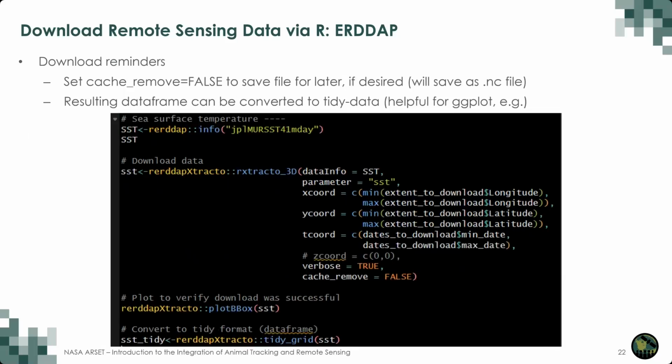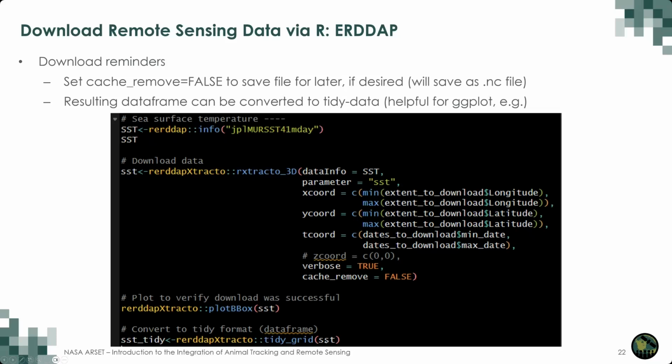And moving from chlorophyll to sea surface temperature, this is another example of how you would actually download it. So once you've defined your extent to download and dates to download, then it's actually pretty simple. So the R package has a function called rxtracto_3D, and so that enables us to download a grid. And it might take a little while to download it, but then you have the data, which is great. And then there are options to plot it. And then if you are working within the tidyverse, you can actually turn it into a data frame with this function called tidy_grid.